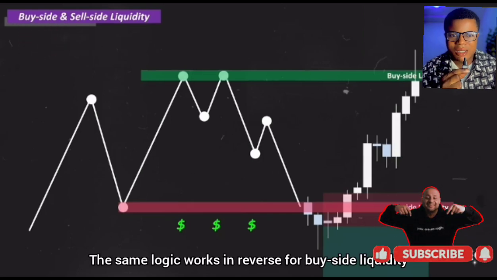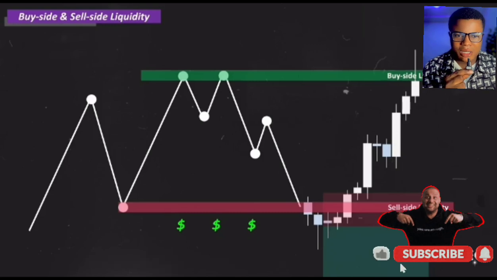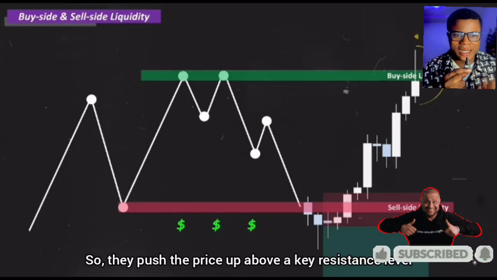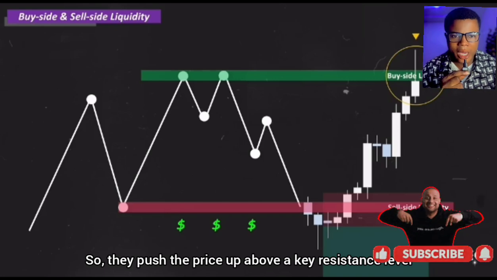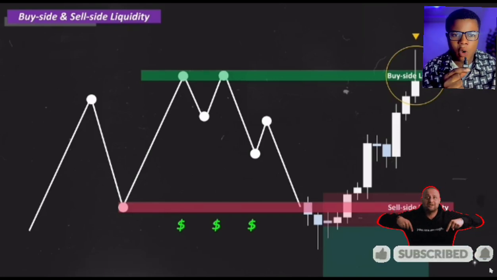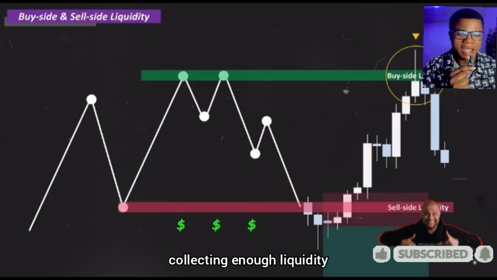The same logic works in reverse for buy-side liquidity. If smart money wants to sell, they need buyers. So they push the price up above a key resistance level, trigger buy stop orders and breakout entries, and then reverse the price downward after collecting enough liquidity.